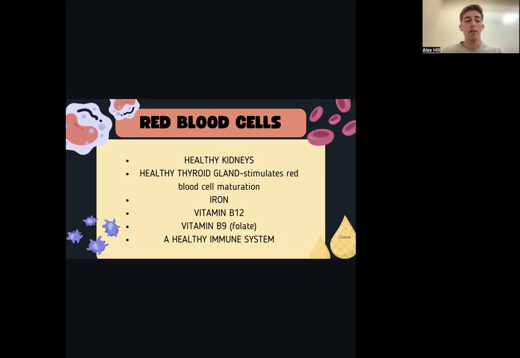Iron is essential for heme, as we've already talked about, and then vitamin B12, vitamin B9. Those can cause different kinds of anemias if you're not taking enough of it. And then a healthy immune system, so you're not destroying your red blood cells.